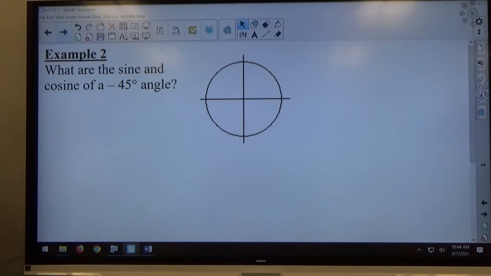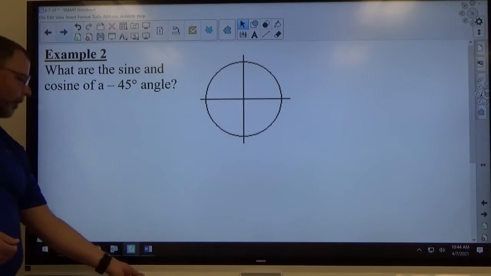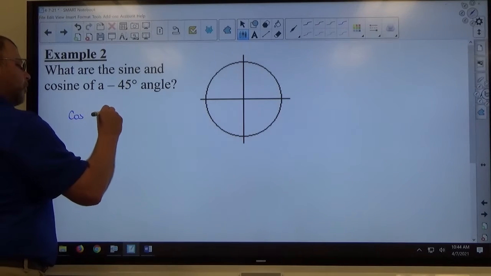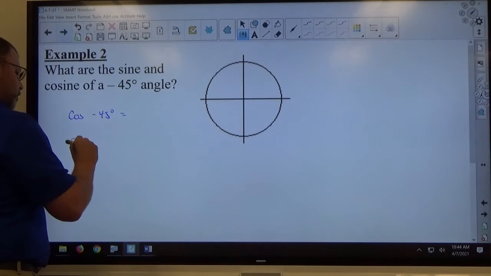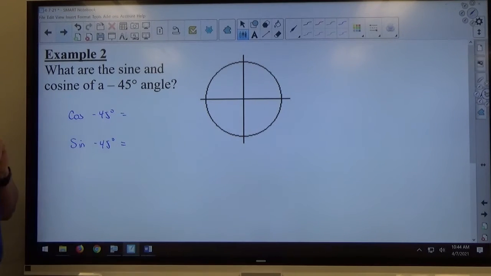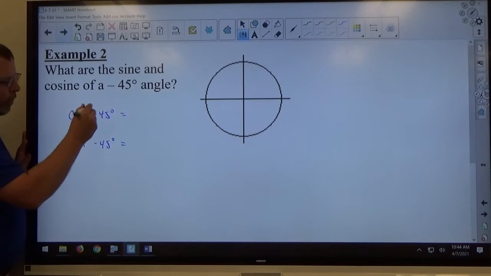Okay, example 2. What are the sine and cosine of a negative 45-degree angle? So again, the problem is cosine of negative 45 degrees equals something. Sine of negative 45 degrees equals something. So that's the question happening here. What does negative 45 mean?